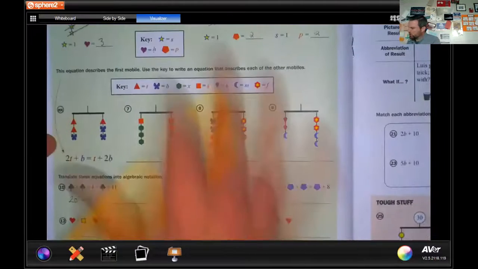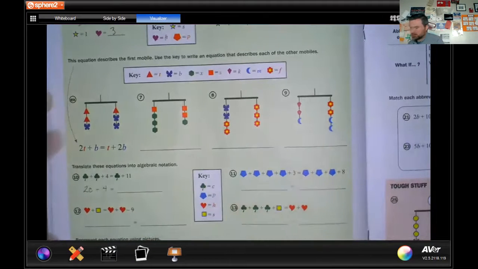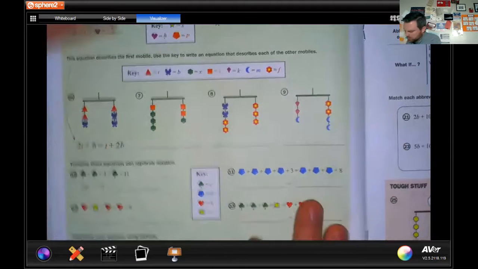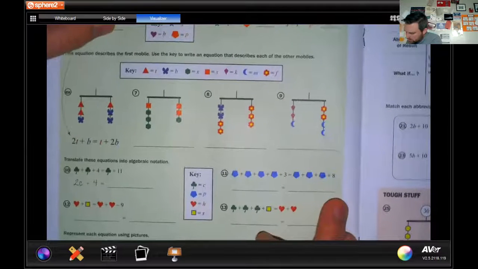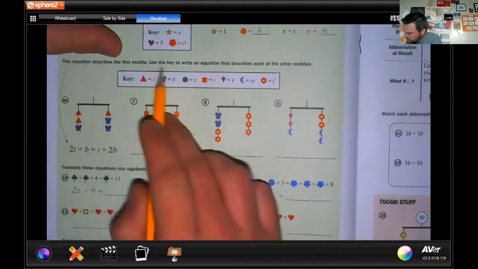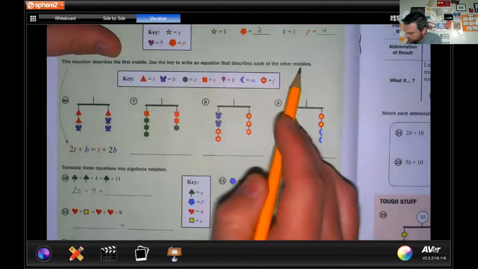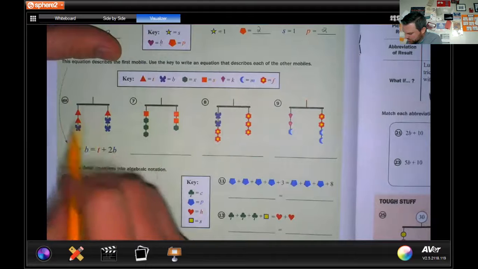We're going to work through all the green on this video, and then I'll leave you the extra stuff to see if you can do that. All right, it says this equation describes the first mobile. Use the key to write an equation that describes each of the mobiles. Okay, so it says this one is our example.